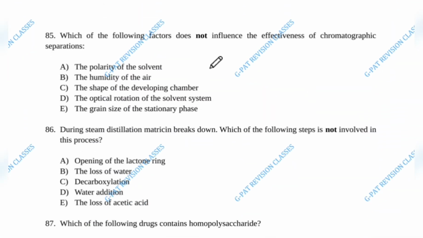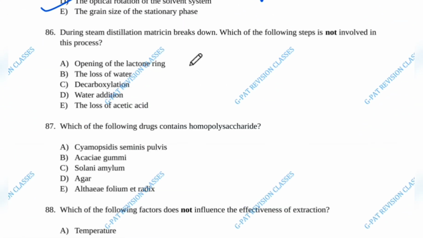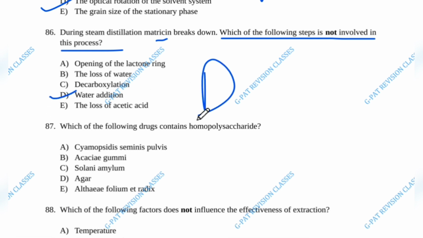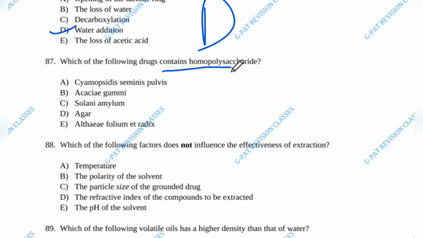Which of the following factors does not influence the effectiveness of chromatographic separation? The answer is D. The optical rotation of the solvent system. Next is question number 86. During steam distillation matricin breakdown, which of the following steps is not involved in this process? The answer is D. Water addition. Next is question number 87. Which of the following drugs contain homopolysaccharides? The answer is C. Solani amylum.